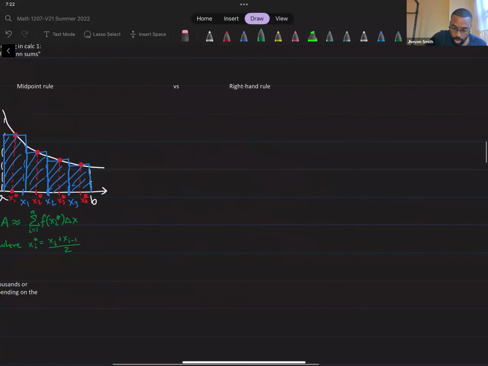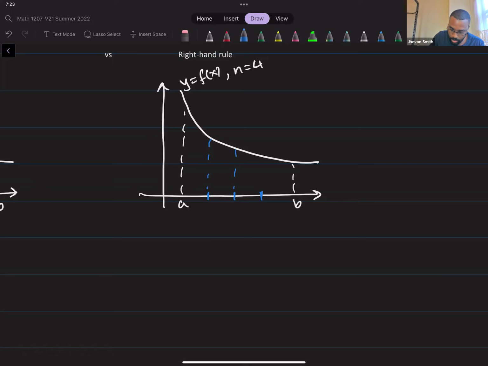So we have our function here. This is our y equals f of x. And again, our n equals 4. I'm going to use, for example, y equals f of x, n equals 4. So again, I want to find the area under this from a to b. I can cut this up into some number of rectangles and subintervals. And for the right-hand rule, I use the right side of each subinterval.